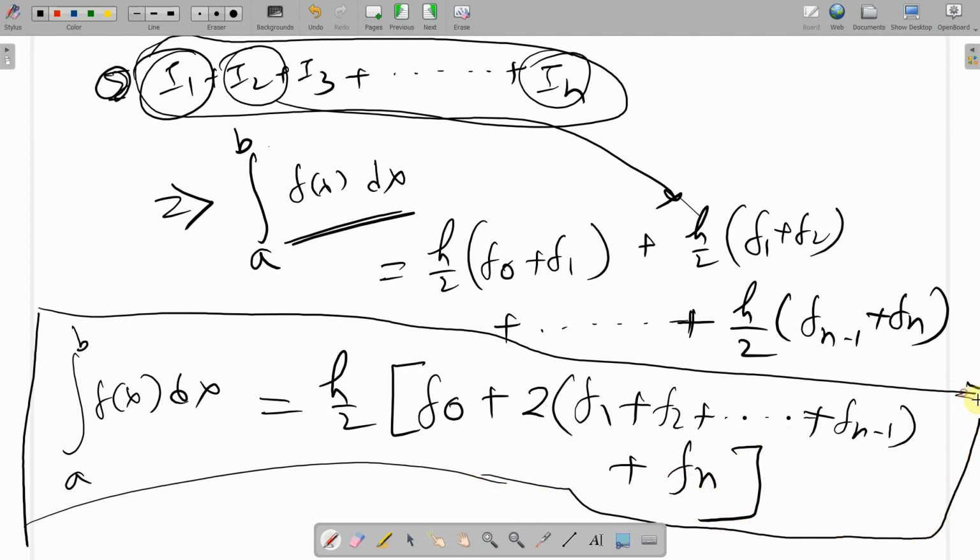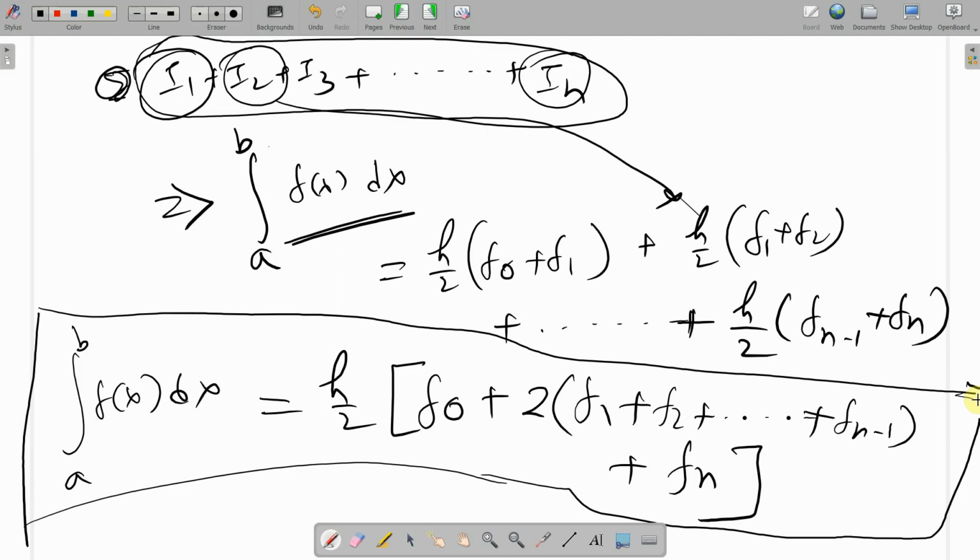Now you have to remember this. So far I have discussed how to reach this equation. So if I integrate f(x) dx in the limit of a to b, then I'll have this result, h by 2 [f0 plus ...], and that will be your trapezoidal rule. So write this down, because we will do a problem on it now.